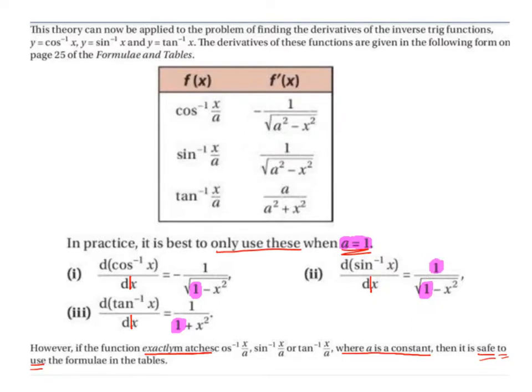And then for tan, d of the inverse function tan of x dx, we get 1 over 1 plus x squared. So again, here's our tan formula: the inverse function of tan x over a, with x over a being x over 1, which is just x. We end up with a over a squared plus x squared, so we'll have 1 over 1 squared plus x squared, so 1 over 1 plus x squared. However, if the function exactly matches the inverse function of cos x over a, the inverse function of sin x over a, or the inverse function of tan x over a, where a is a constant, then it is safe to use the formulae in the tables.